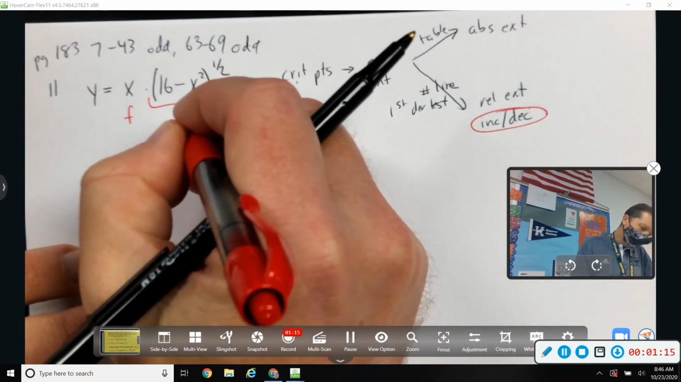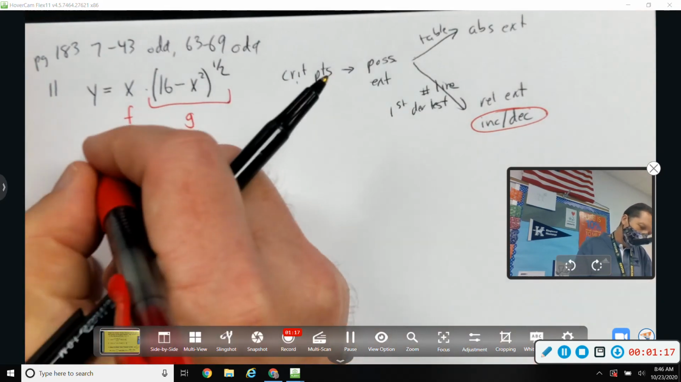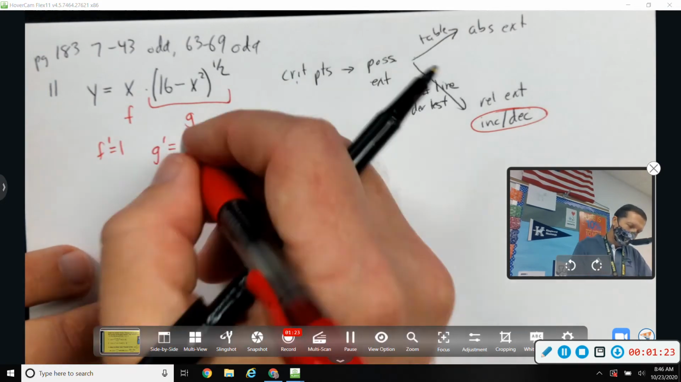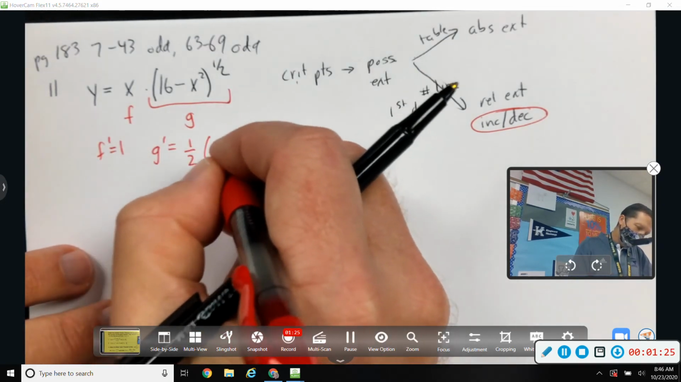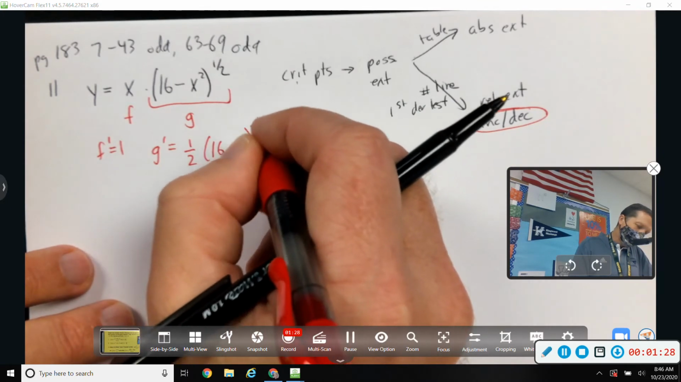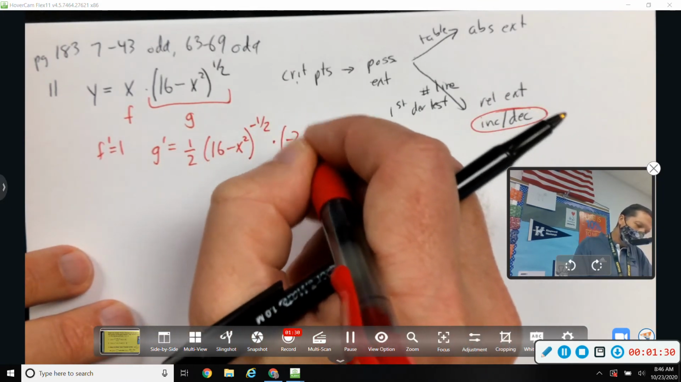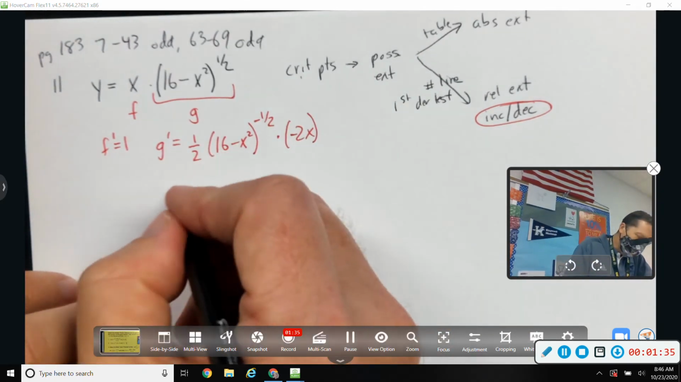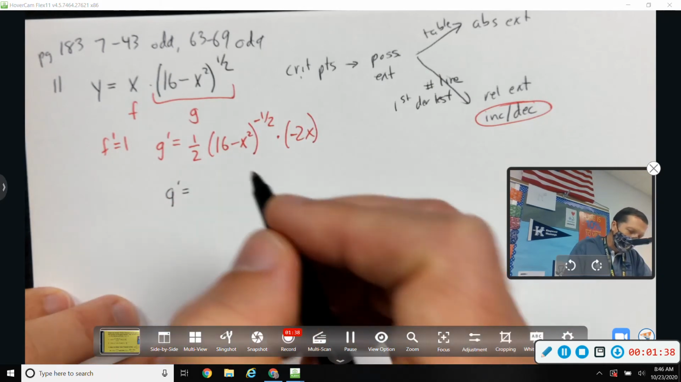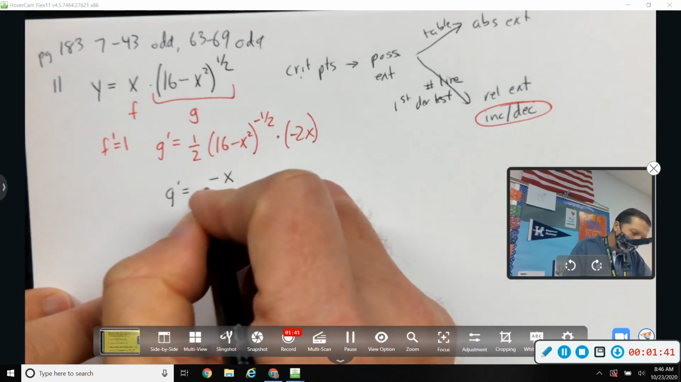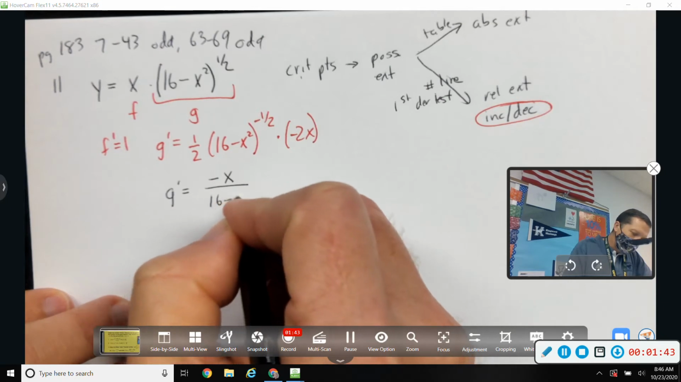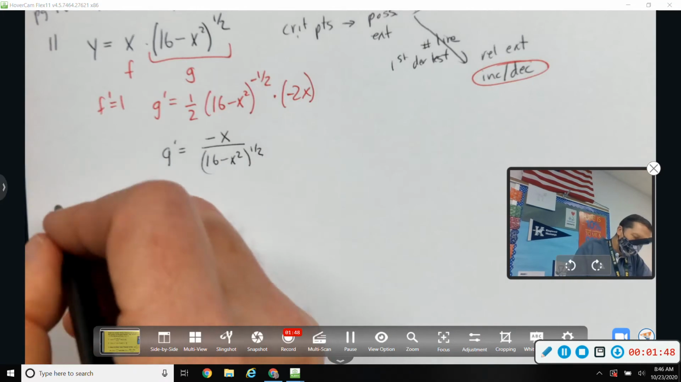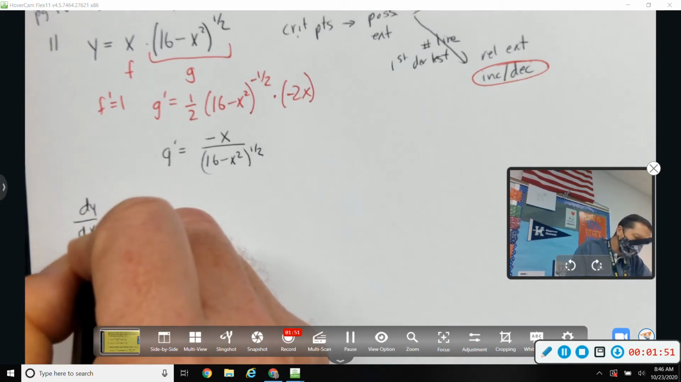So product rule. First one's easy. Second one, 1/2, 16 minus x squared to the negative 1/2 times negative 2x. I guess we could clean that up here before we put things together. So that would be negative x over 16 minus x squared to the 1/2. This is going to be an ugly derivative here.